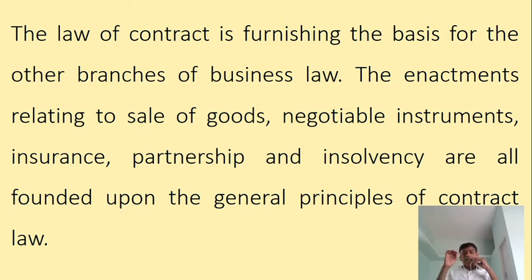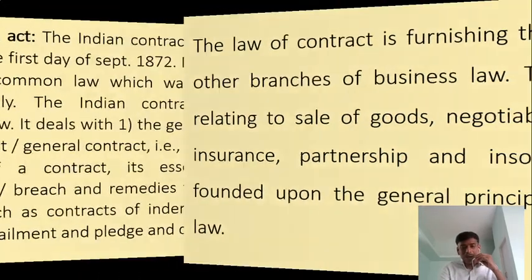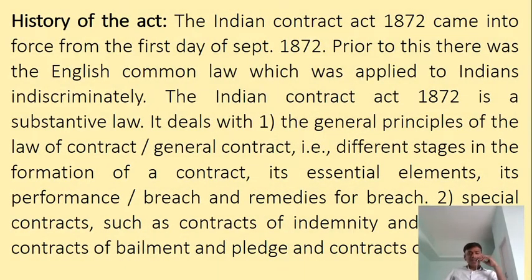Therefore, these are the general principles of the law of contract. See, just now we discussed the introduction of contract. Now the history of the act, meaning how this act developed. See, very simple. The Indian Contract Act 1872 came into existence from the 1st day of September 1872. Prior to this act, there was the English common law which was applied to India indiscriminately.